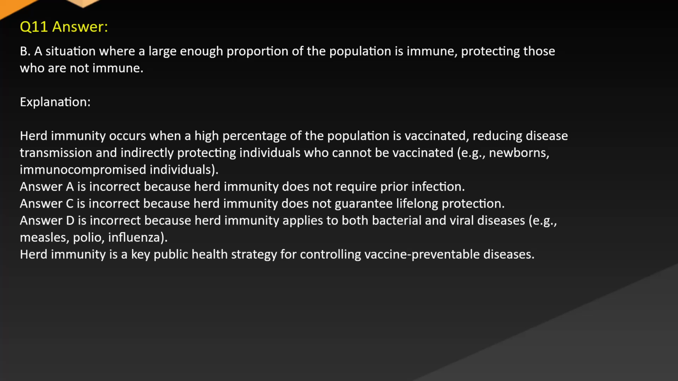Answer C is incorrect because herd immunity does not guarantee lifelong protection. Answer D is incorrect because herd immunity applies to both bacterial and viral diseases, e.g. measles, polio, influenza. Herd immunity is a key public health strategy for controlling vaccine-preventable diseases.